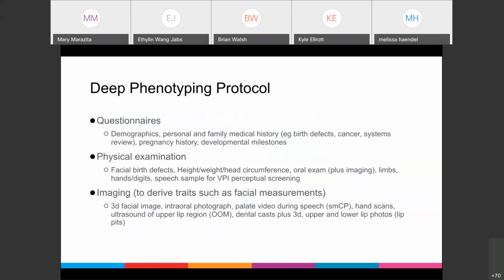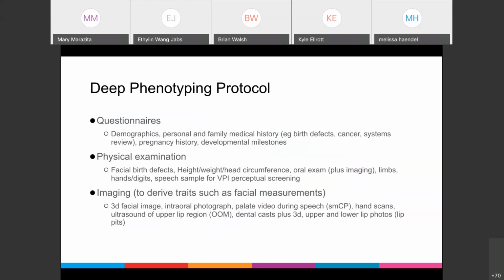So in our deep phenotyping protocol, we have various questionnaires similar to what other people have talked about. Pregnancy history is very important for birth defects, demographics, personal and family medical history, developmental milestones. We do physical exams for details on the facial birth defects plus other physical features. An oral exam to get the dentition and the maxilla and mandible, limb, hands, digits. We'd get a speech sample by video for speech characteristics. And what I'll talk about a little bit more is some of the imaging that we do.